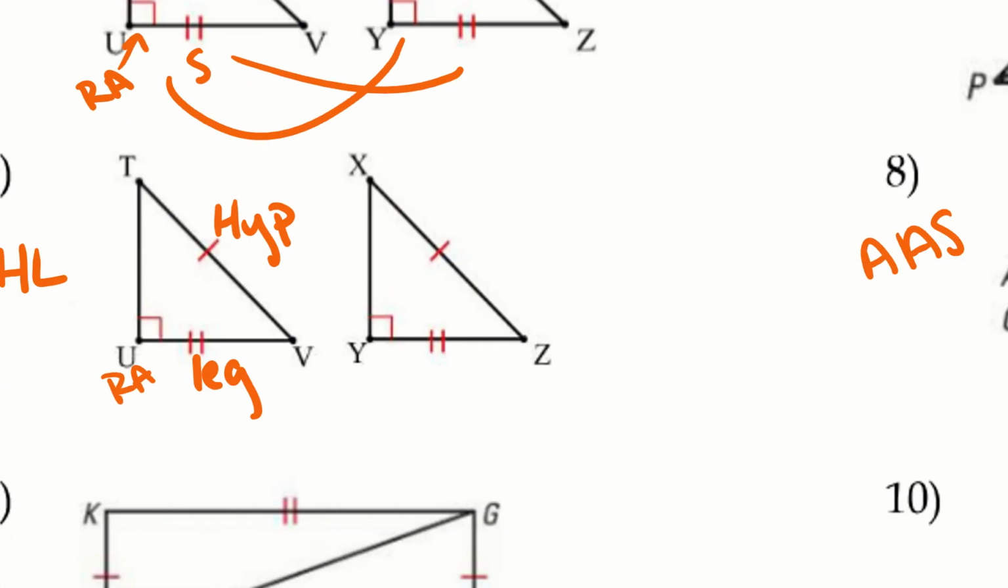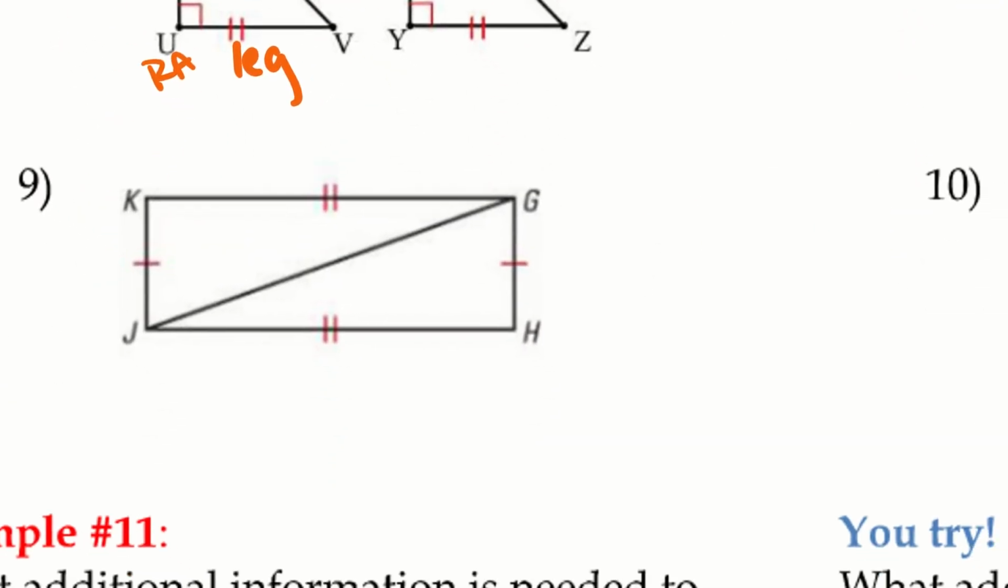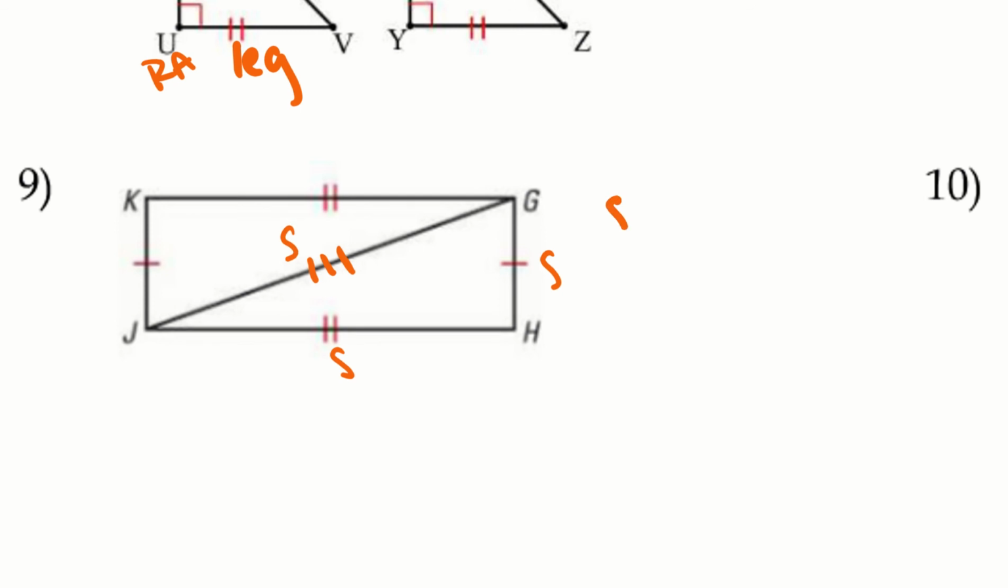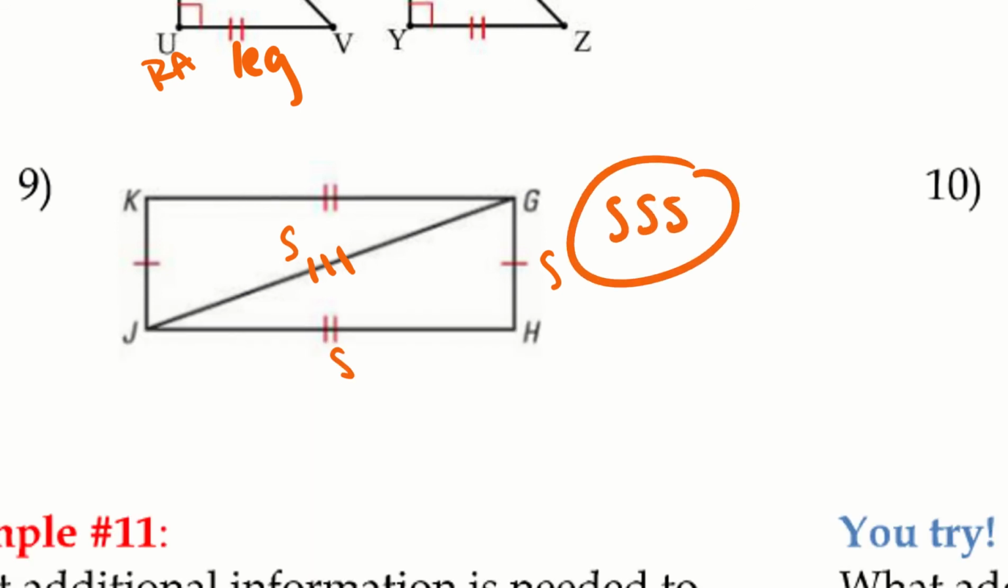Okay, let's take a look at number 9. So we have two sides. We don't know anything else. We do need a third part unless we know that there's a right angle. I can say that JG is congruent to JG by the reflexive property. So now I have a side, and a side. So therefore, number 9 is congruent by side, side, side.